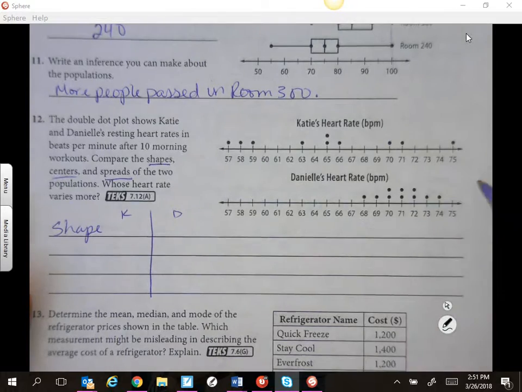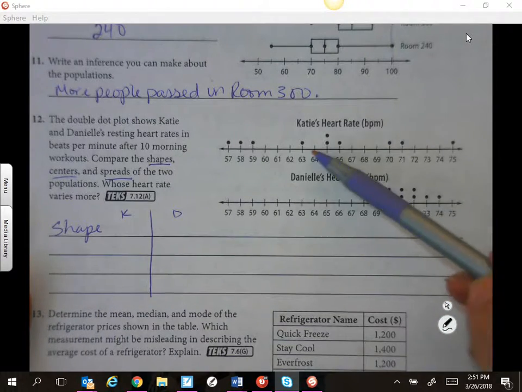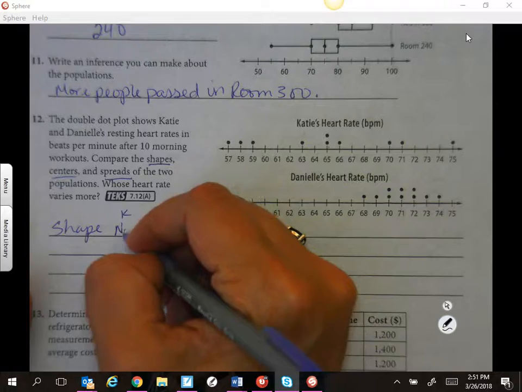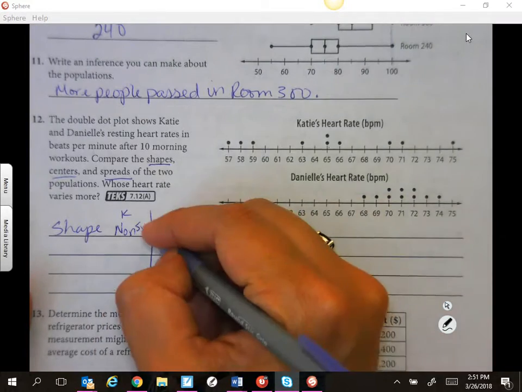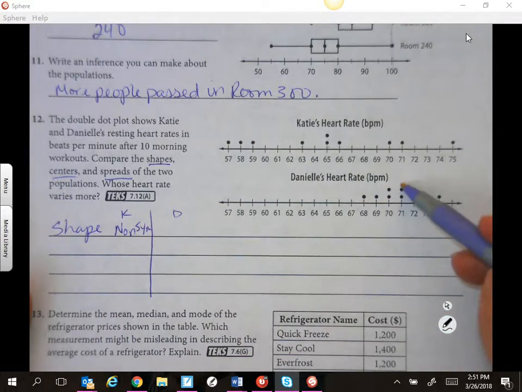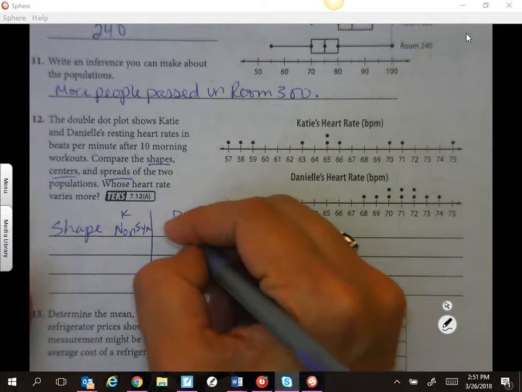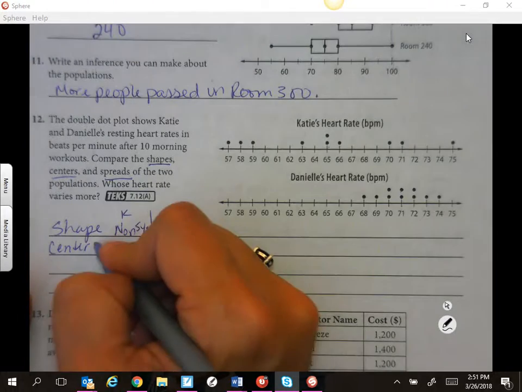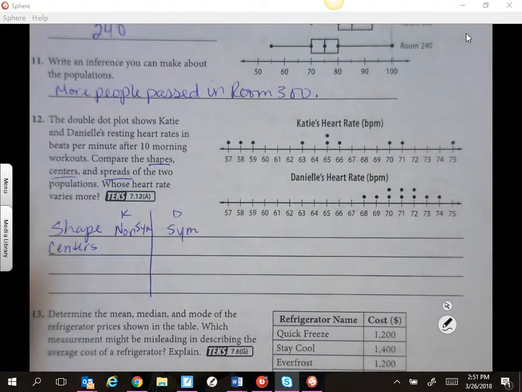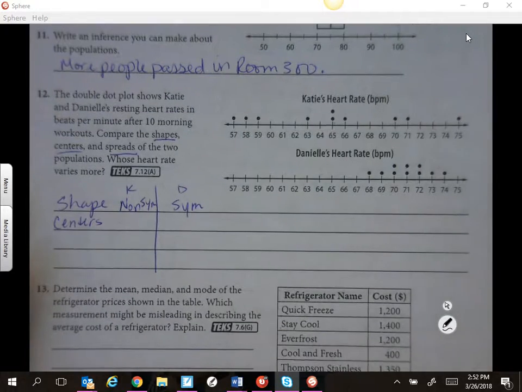So shape-wise, Katie's heart rate is not symmetrical, whereas Danielle's, two on either side, 1 and 1, is symmetrical. So when we talk about centers, we said if it is not symmetrical, you're looking for the median. If it is symmetrical, the mean, but the mean is the same as the median.